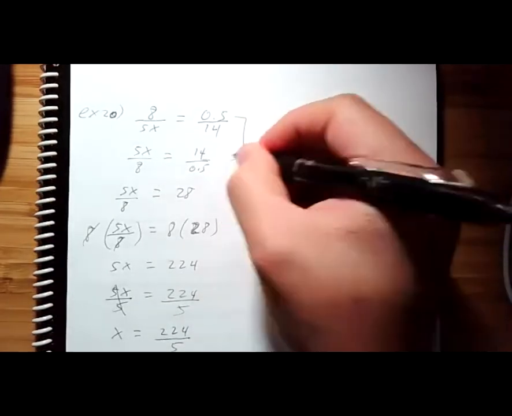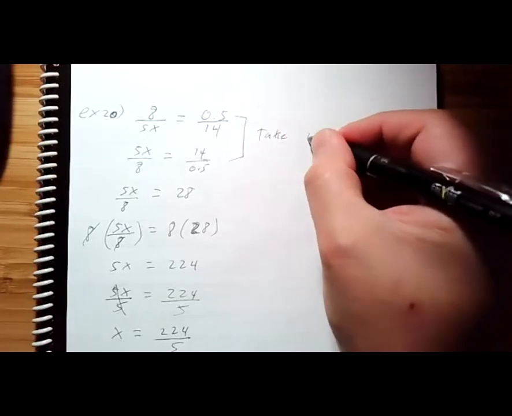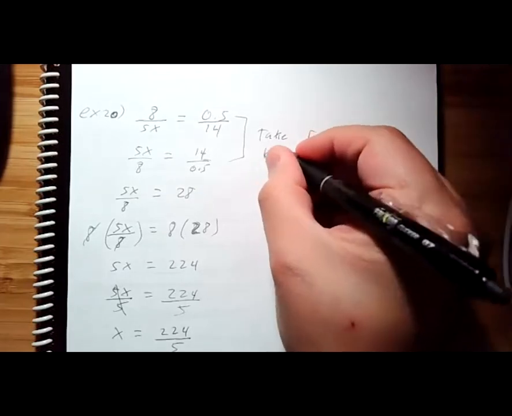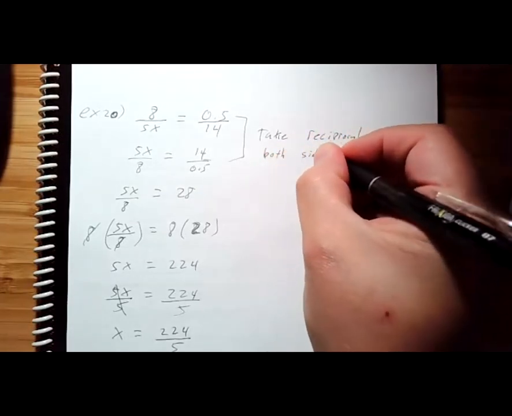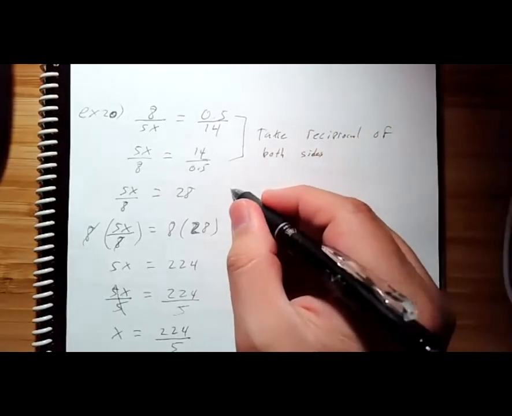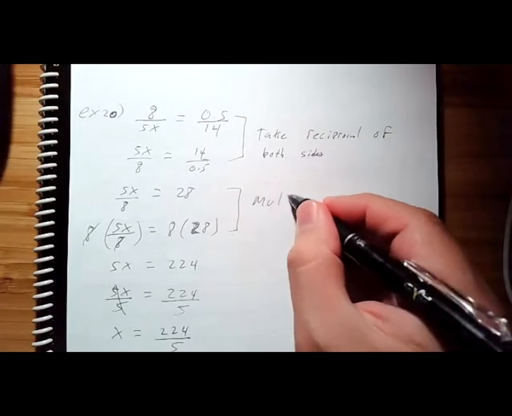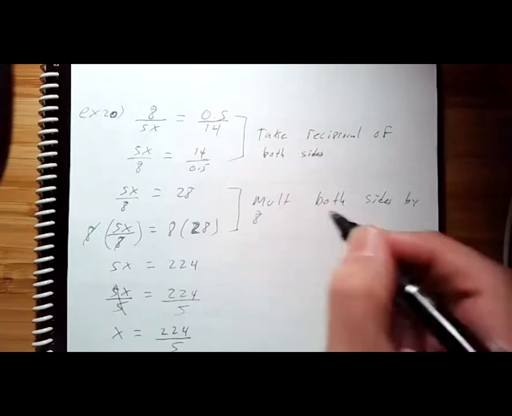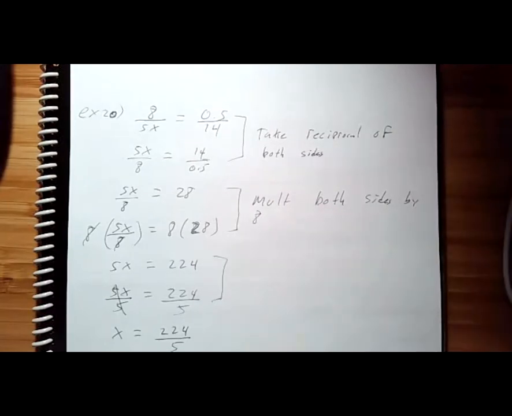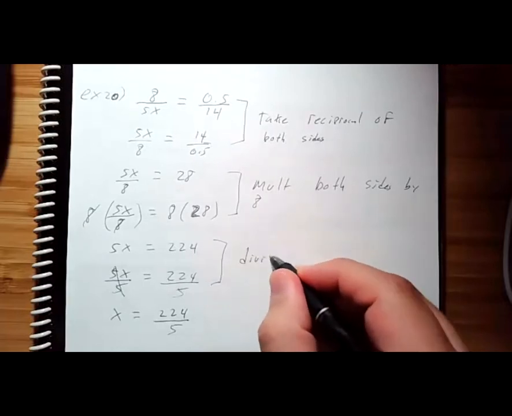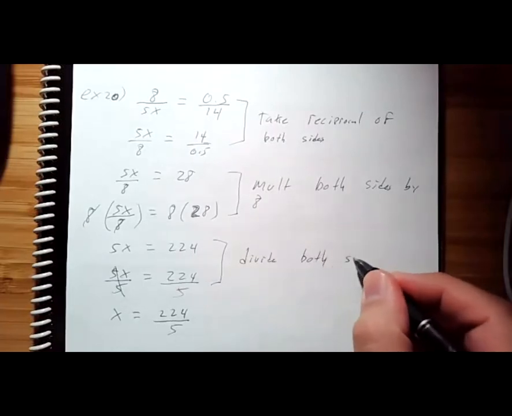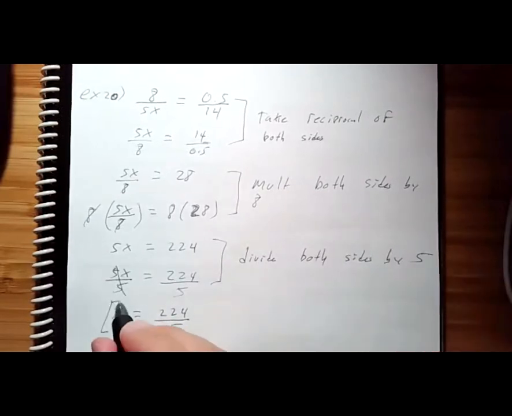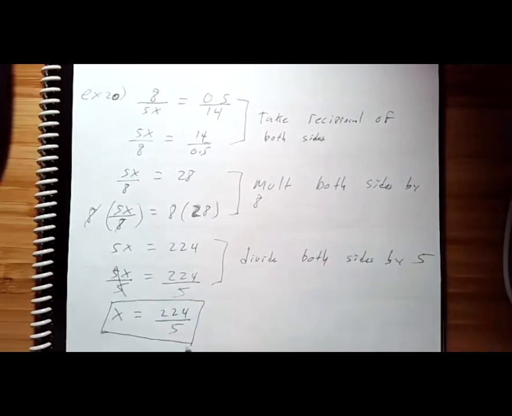So right here, I'll write the note: take reciprocal of both sides. Multiply both sides by 8. Divide both sides by 5. And that's it. Any steps that you missed or don't understand or were strange?